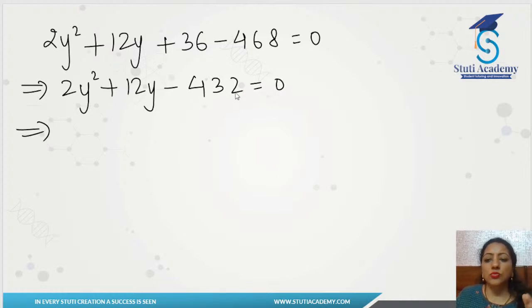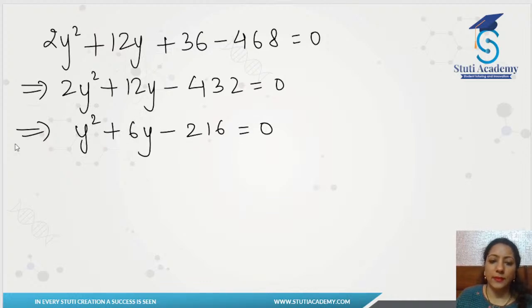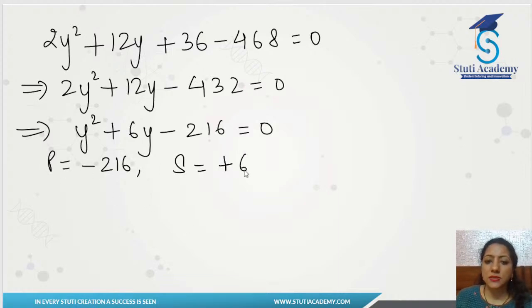We can divide this throughout by 2. We will get y square plus 6y minus 216 is equal to 0. Now it's a quadratic equation in one variable, and we are going to solve this by factorization method. So we want two numbers whose product is minus 216 and the sum is positive 6.